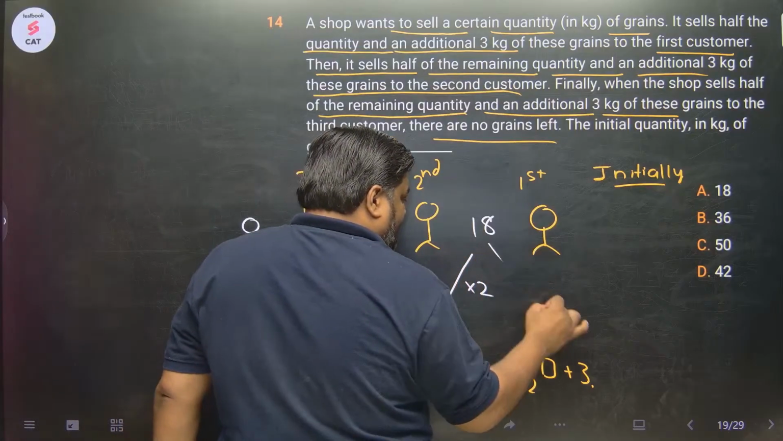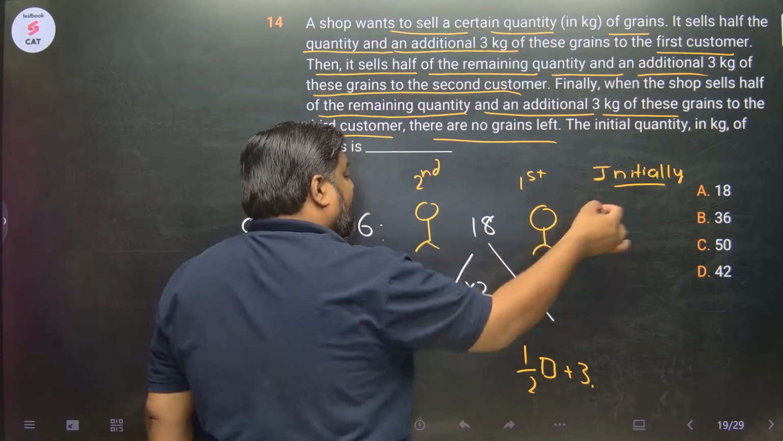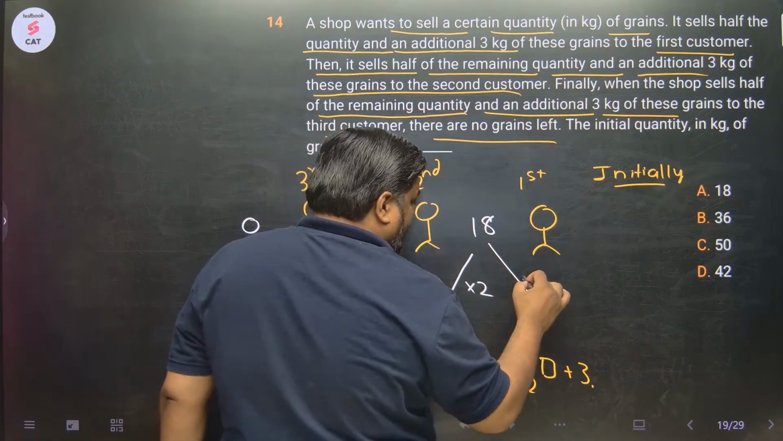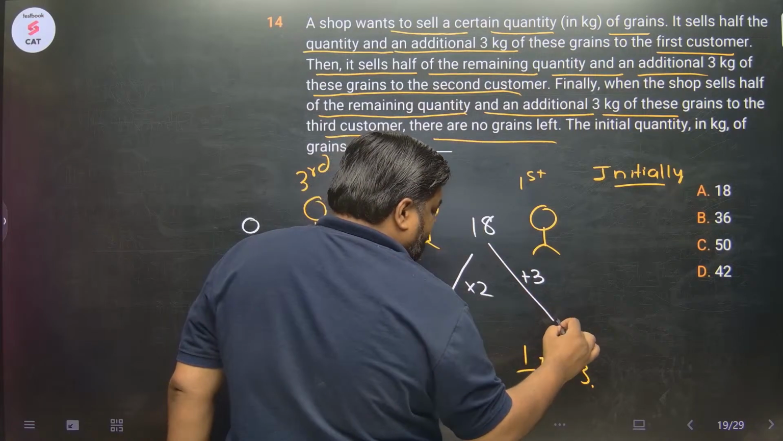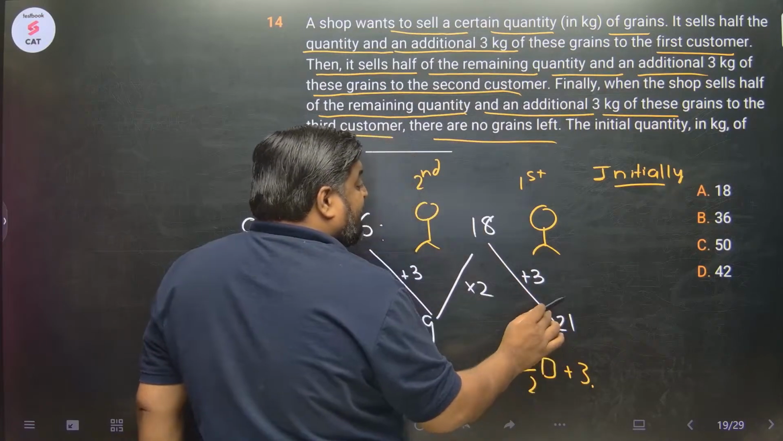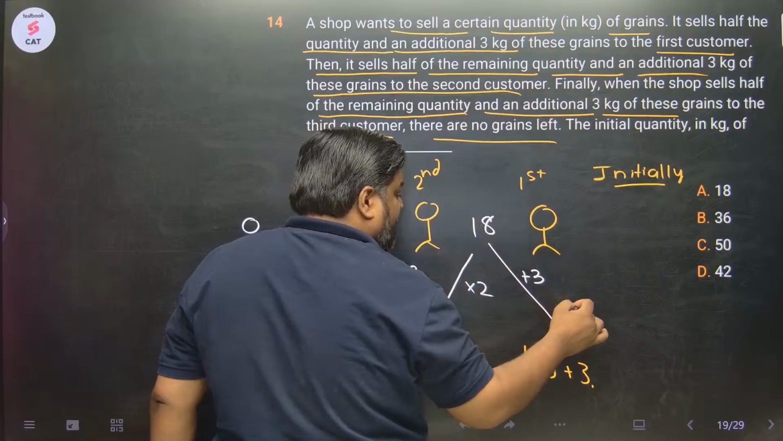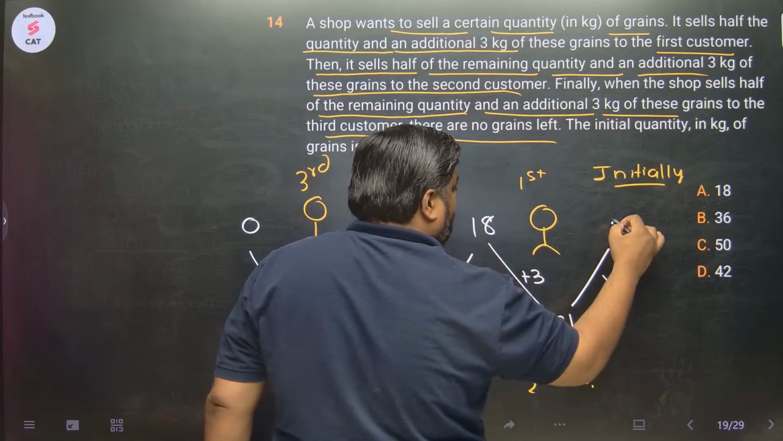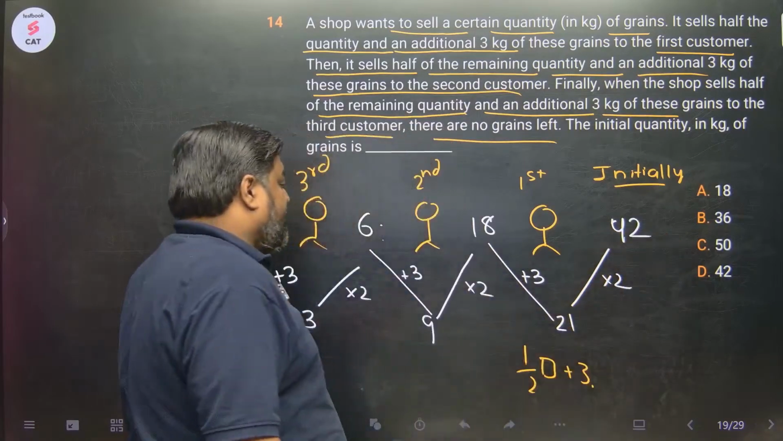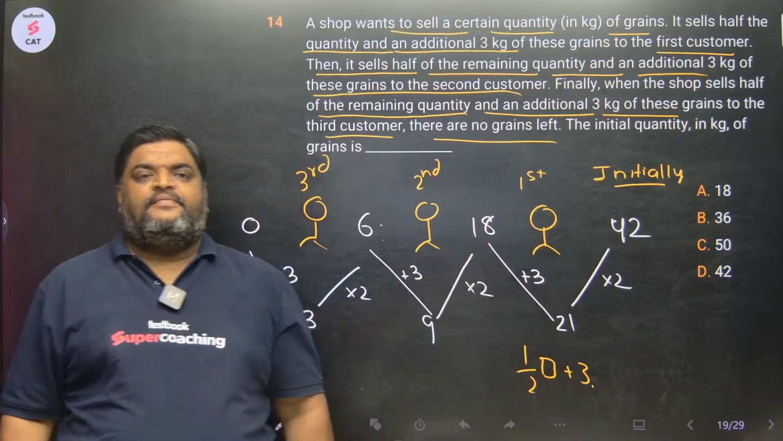Again, this was left after giving 3 kgs. Okay, तो add कर दो 3 kgs वापस, he was left with 21, and this is half of what he started with, multiplied by 2, 42. So he initially started with 42.